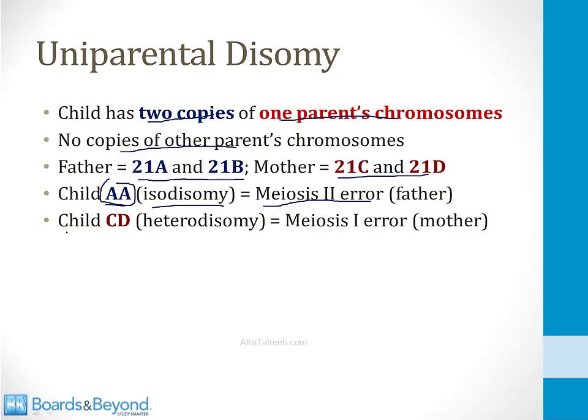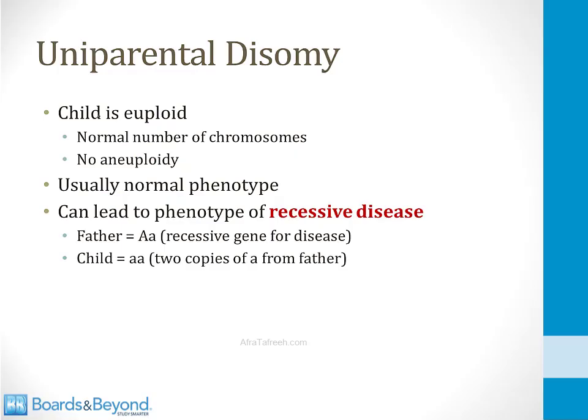Conversely, suppose the child was CD for chromosome 21. This would be a meiosis I error in the mother. This would indicate that the homologous chromosomes in the mother failed to separate, and this is called heterodisomy. A child born with uniparental disomy is euploid, meaning it has a normal number of chromosomes. There is no aneuploidy, and usually it has a normal phenotype.